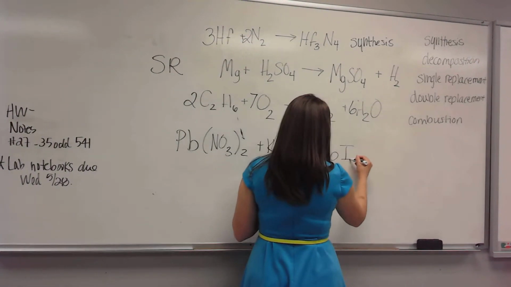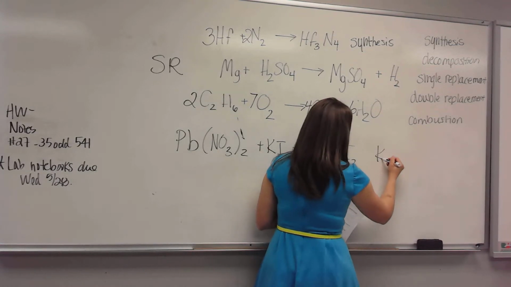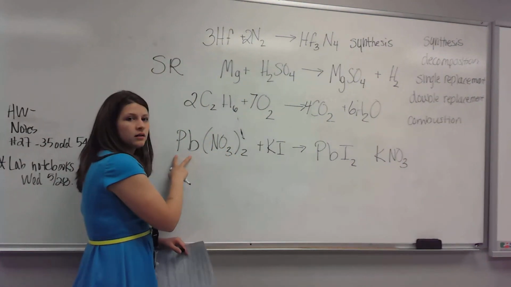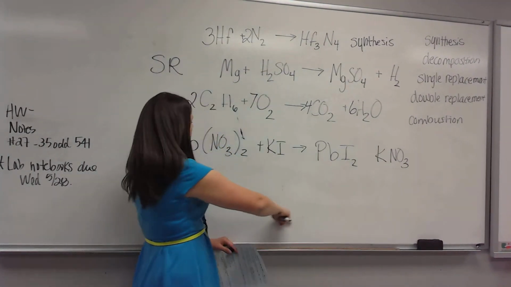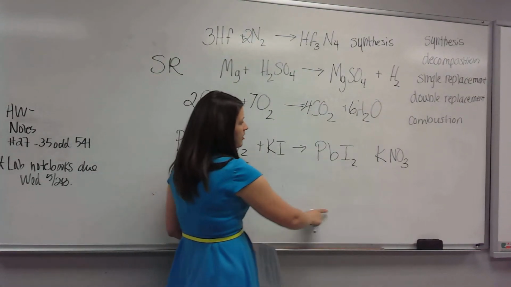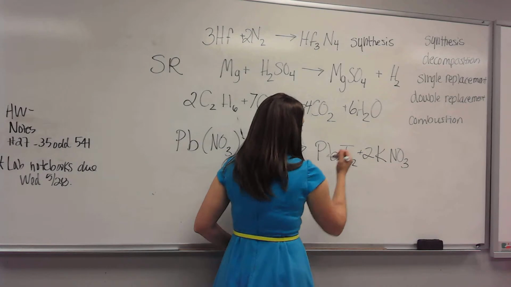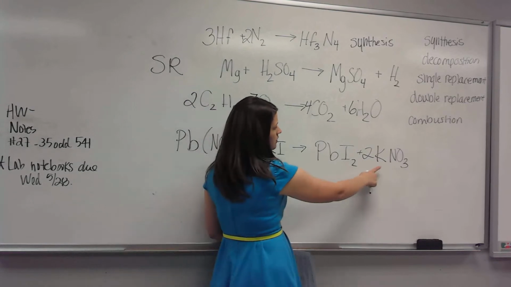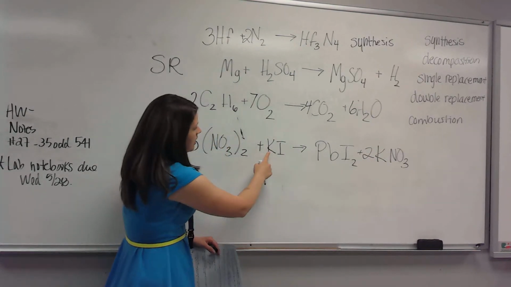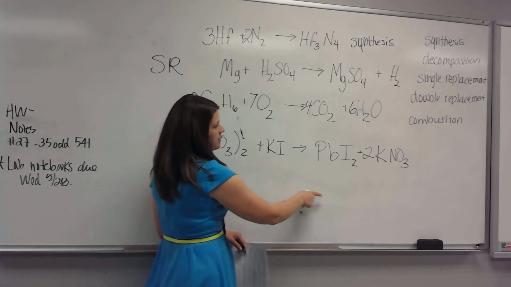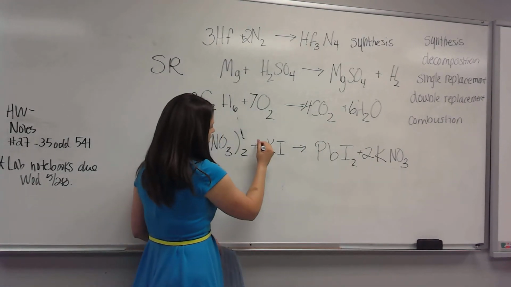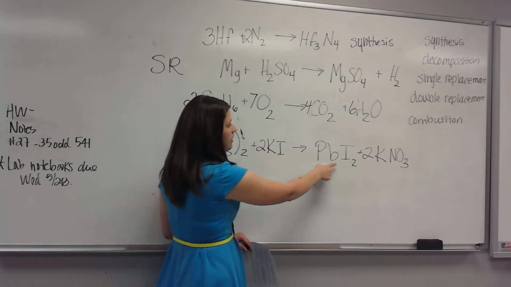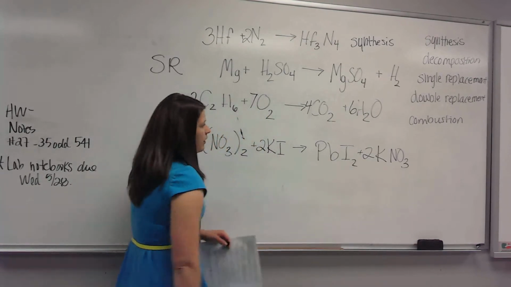PbI2. Lead iodide. And KNO3, potassium nitrate. How many Pb's? 1. How many Pb's? 1. How many N's? 2. How many N's? 1. Just 1. So let's put a 2 out in front of that. How many O's? 6. 6. How many O's? 6. 6. 2 times 3 is 6. How many K's? 1. Just 1. How many K's? 2. So let's put a 2 out in front of that K. How many I's? 1. That 2 multiplies, so we have 2. And then 2 I's there. So that looks like we're balanced.